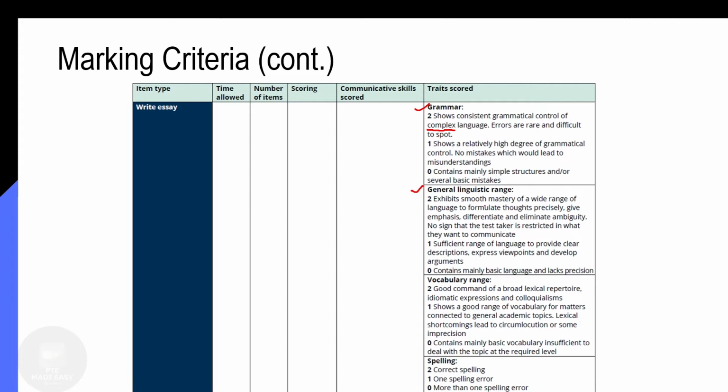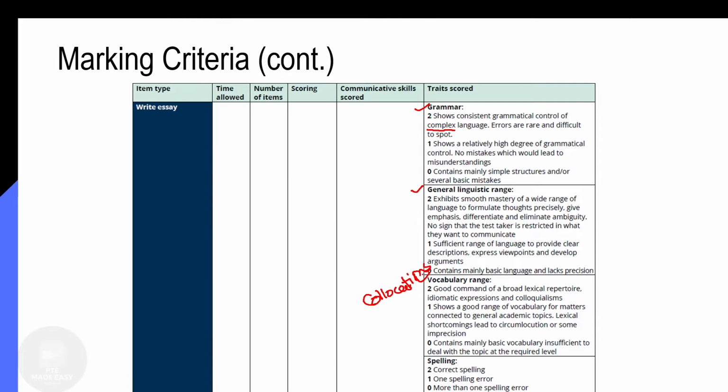It says it exhibits a smooth mastery of a wide range of language to formulate thoughts precisely, give emphasis, differentiate and eliminate ambiguity. So basically what it is looking for is the proper word used at the proper place, and that comes up with the vocabulary range as well. The system is expecting that you use lexical repertoire, that is, idiomatic expressions and colloquialisms. Now, simply speaking, the system is looking for you to use collocations.